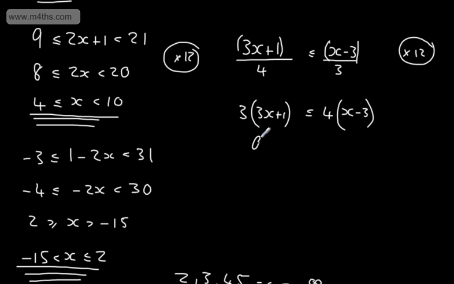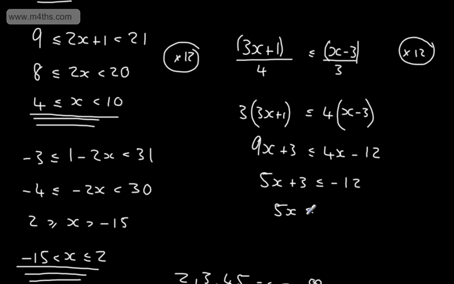Okay, so we're going to have 9x, expanding the brackets, plus 3, is going to be equal to or less than 4x minus 12. I'm going to subtract 4x from both sides of the inequality: 5x plus 3 is going to be equal to or less than negative 12. I'm now going to subtract 3 from both sides of the inequality. That's going to give me 5x is equal to or less than negative 15.